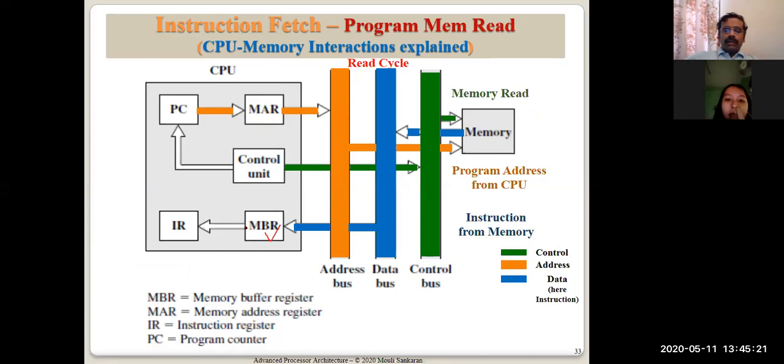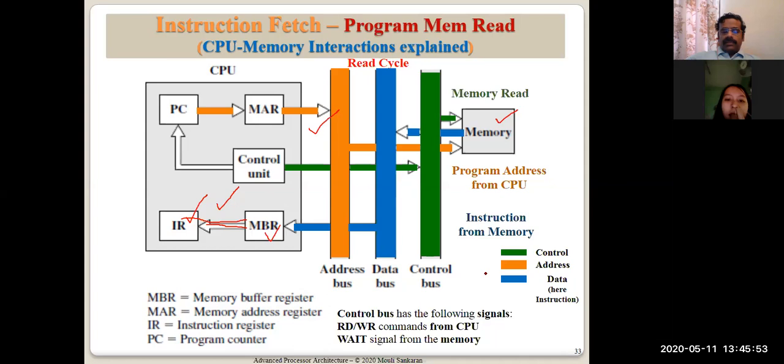You know that a program has to go to the instruction register. It is directly connected, but unless the CPU internally routes this to the IR, it doesn't happen. We will see that in the next slide. So currently a memory cycle has happened: the program counter puts in the address on the address bus, and the memory has given the data, which is nothing but the program content.